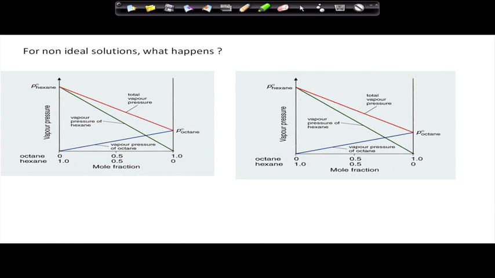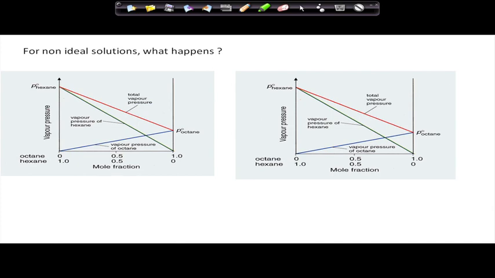Now, suppose we go to the next part of our lecture, which deals with non-ideal solutions. What do you expect is going to happen for non-ideal solutions? What are the things that we expect in this case? Let us see. In non-ideal solutions, let us see what happens. In ideal solutions, I have already drawn this particular case. What did we find?